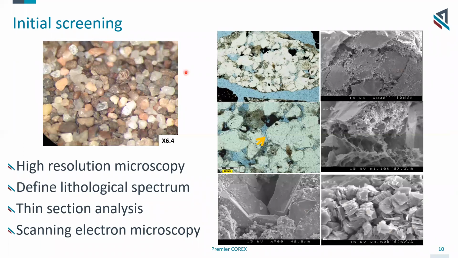So at the initial screening, we do high resolution microscopy. As I said, this is an image from a stereoscopic microscope. We define the lithological spectrum, and samples are then prepared for thin section analysis, and we often use SEM to look at the pore morphology to see if we've got pore space, which we can then make some measurements on later in the process.